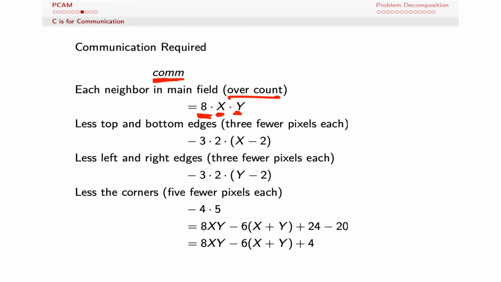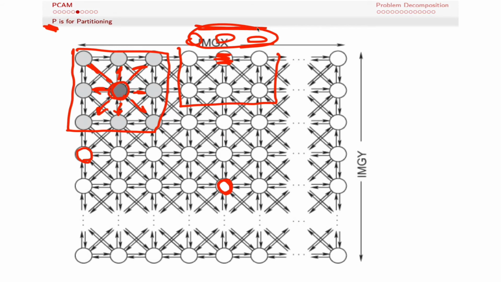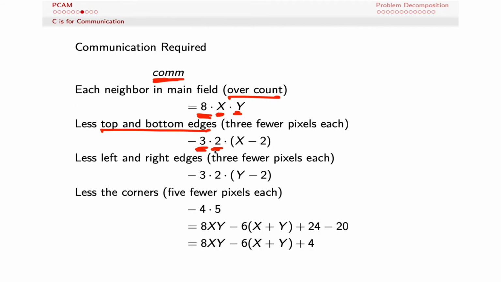So starting with this overcount, we can throw away some of the communication, or indicate that it's not necessary because we're at an edge, by thinking about the top and bottom edges. We're going to remove 3 communications for these 3 pixels here at the top, times 2, because there's going to be a similar case at the bottom of the image. And if we're thinking about the top and the bottom, there's x minus 2 places where that's going to happen along the entire width of the array except for the corners.